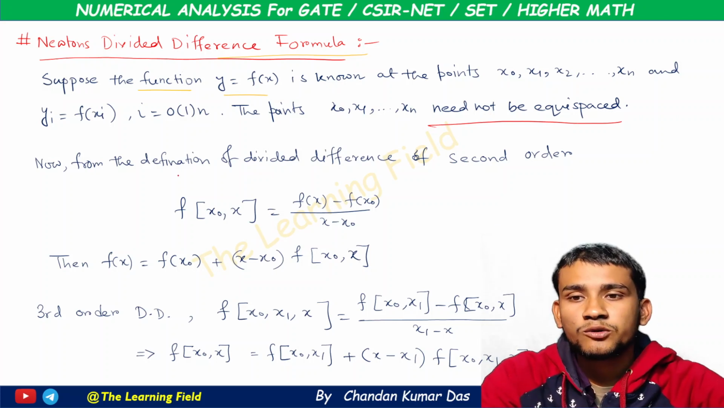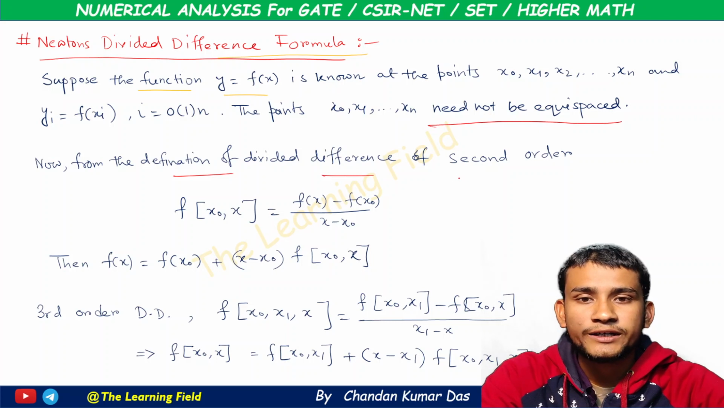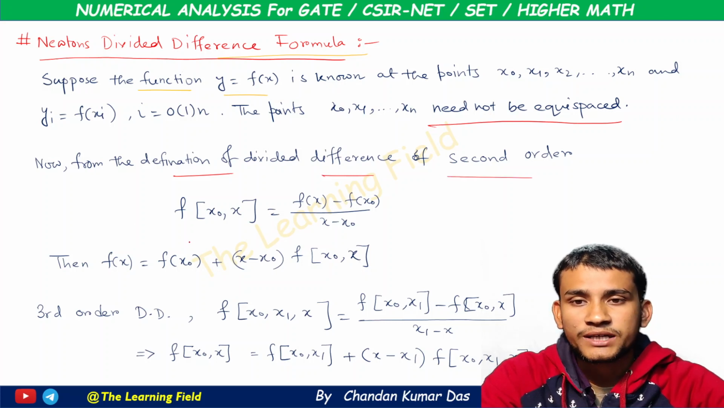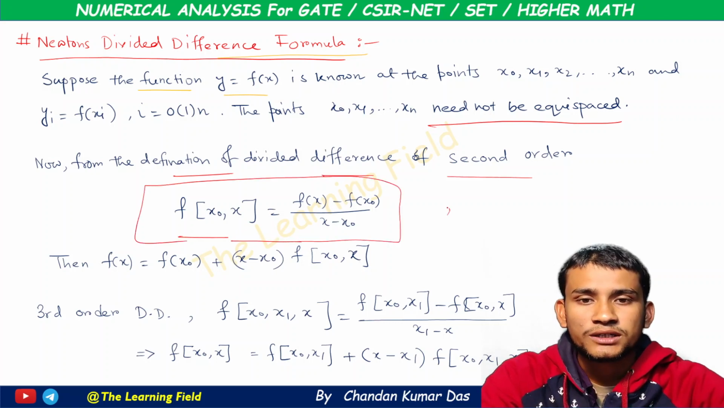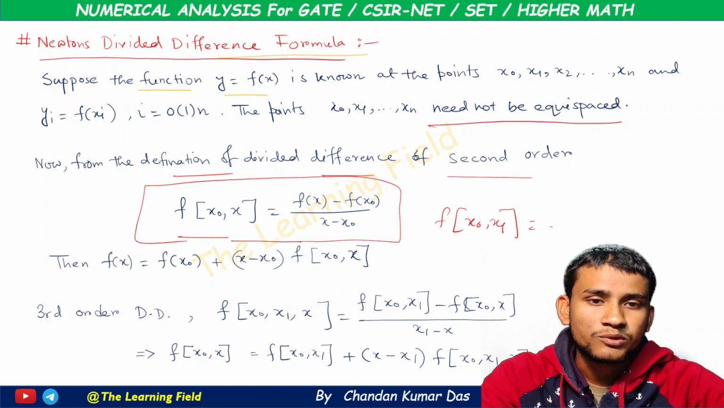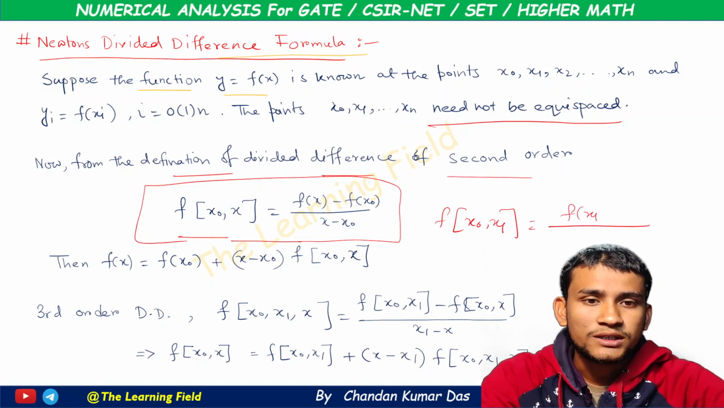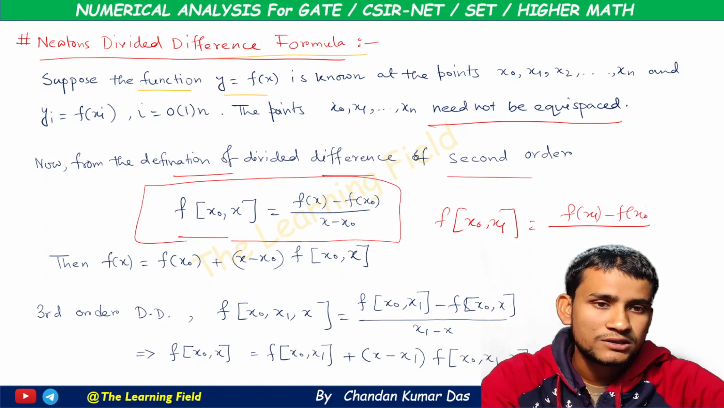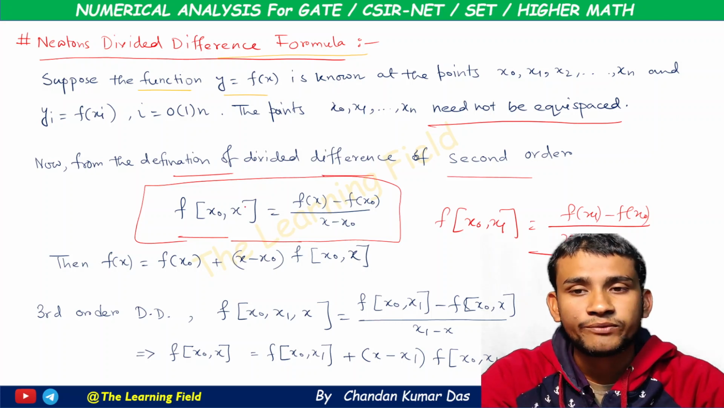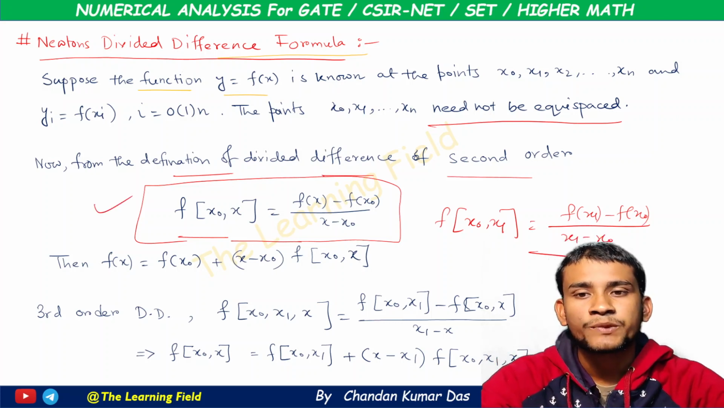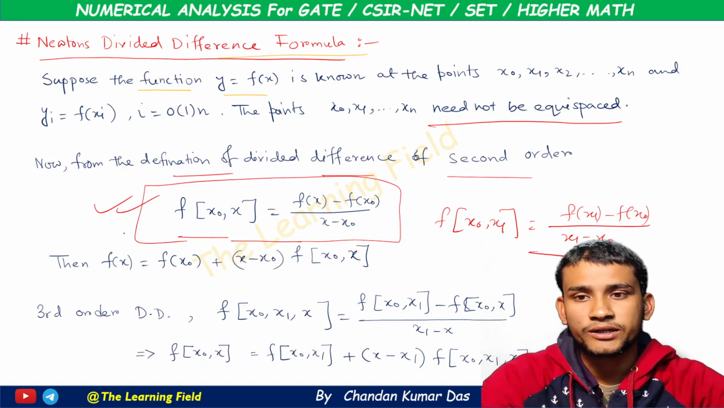So from the definition of divided difference, this is the definition: f[x0, x] is equal to (f(x) minus f(x0)) by (x minus x0). That is why you can always calculate f[x0, x1]. If we simply put it, this is equal to (f(x1) minus f(x0)) by (x1 minus x0). This is how we define the first divided difference.